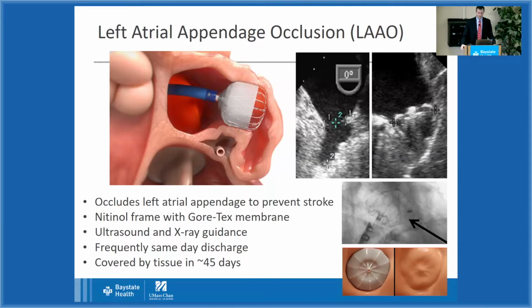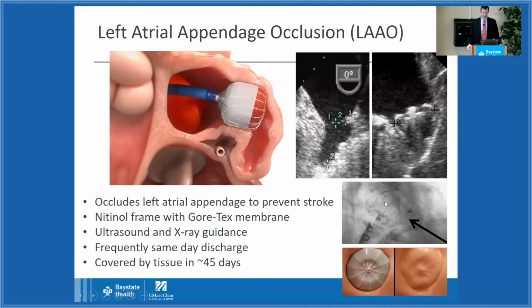But essentially, we put a metal scaffold, a nitinol scaffold with a Gore-Tex membrane over the opening of the left atrial appendage. So here you can see a catheter delivering that device. It's guided by ultrasound. So here is a left atrial appendage. It is sad and lonely. It has no occlusion device. And here is one with an occlusion device. This is what it looks like on X-ray as we're doing it.